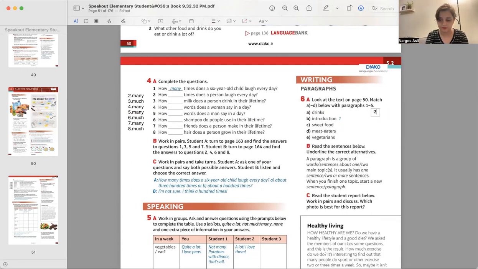دومیش درینک، فکر میکنم میشه 5، به ترتیب از بالا پایین مینویسم. سویت فود پاراگراف 4.